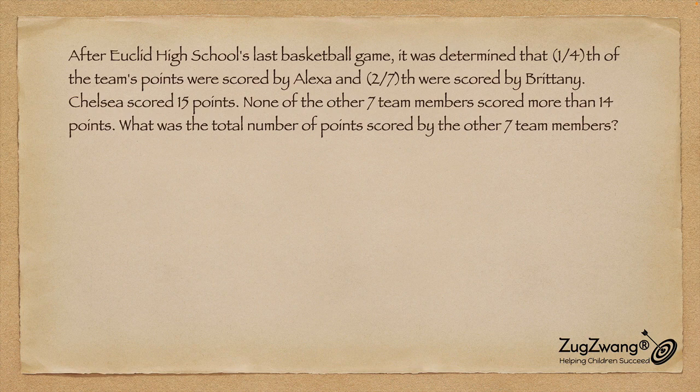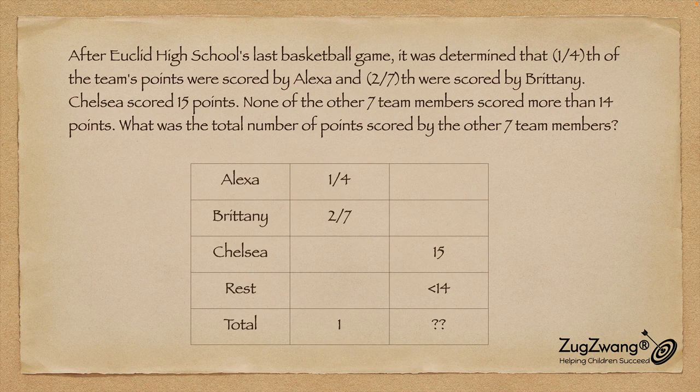So the first step is I'll create a table where the first column is the fraction. Alexa is 1/4, Brittany is 2/7, Chelsea and the rest put together, I don't know what it is, but the total definitely has to be 1. I don't know how many points Alexa scored, how many points Brittany scored, but I know that Chelsea has scored 15, the rest is less than 40. This is what we call a mental model, a model that will help you understand the problem a little better.